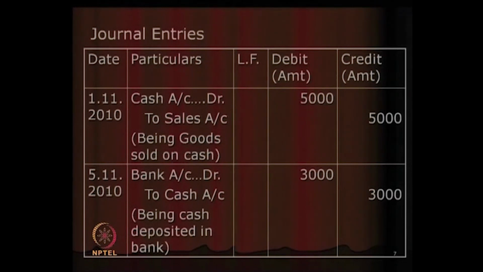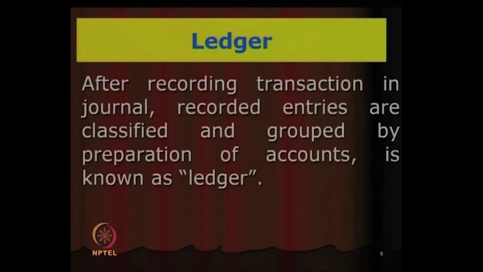So, you can see here the transactions are recorded date wise. There is something known as ledger folio. Now, from this journal, the transaction is going to be transferred to some other book which is known as ledger. So, I will write down the page number of that book in the journal, that is known as ledger folio. Now, let us understand what is a ledger.